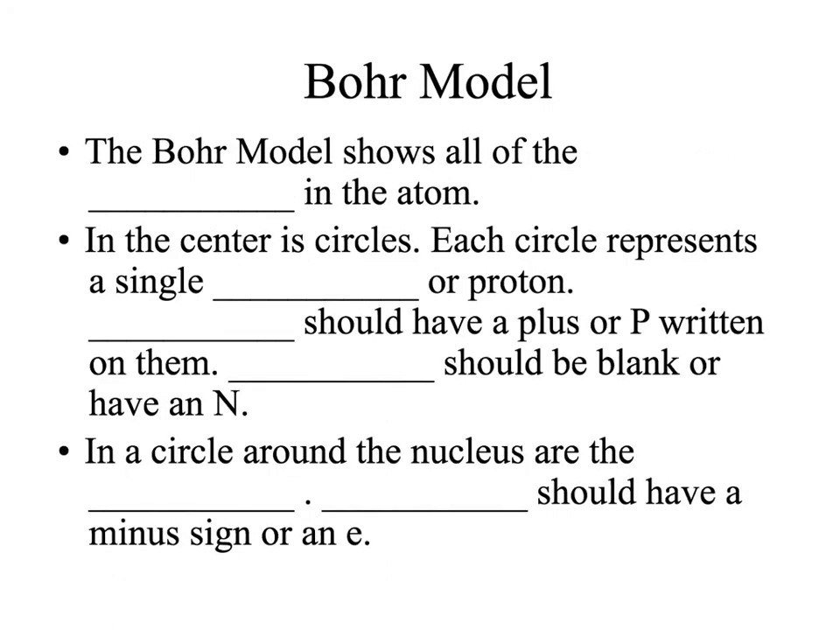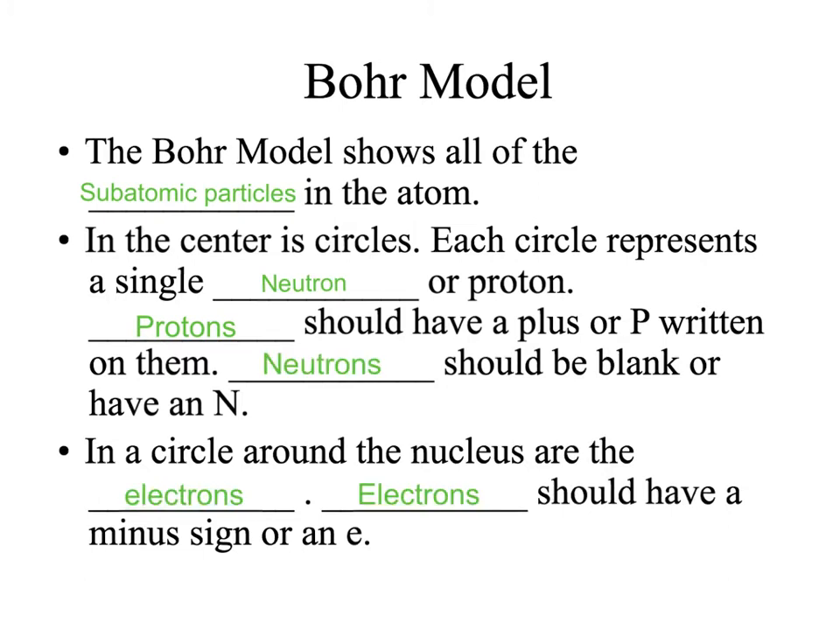The Bohr model shows all of the subatomic particles in the atom. In the center of this model are circles. Each circle represents a single neutron or proton. Protons should have a plus or a P written on them, mostly so we know that they're protons. Neutrons should be blank or have an N on them. In a circle around the nucleus are the electrons, and these should have a minus sign or an E so that we know they represent electrons. And like I said before, I usually use an E with a minus sign.